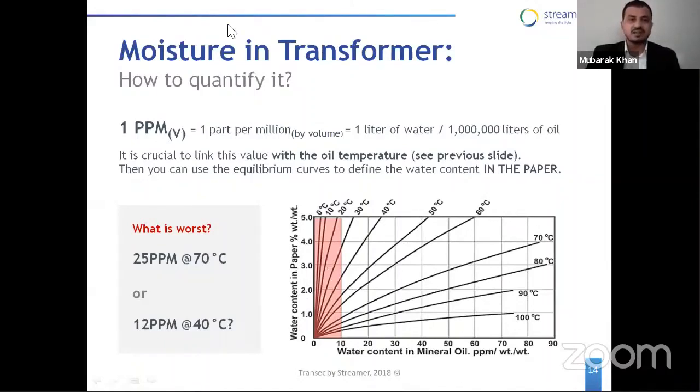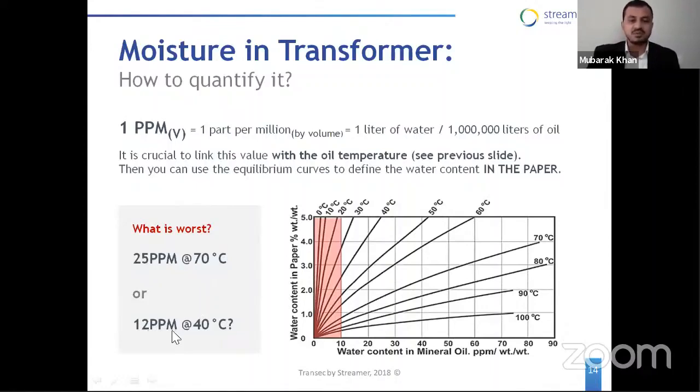I think there is no pointer function, so we will plot this graph virtually. 25 ppm at 70 degrees: 20 and 30 is here, so somewhere here it will be 25, and the temperature is 70, and this is the 70 degree curve. So 25 ppm at 70 degrees comes to 1.6% of moisture in paper. This one says 1.6%.